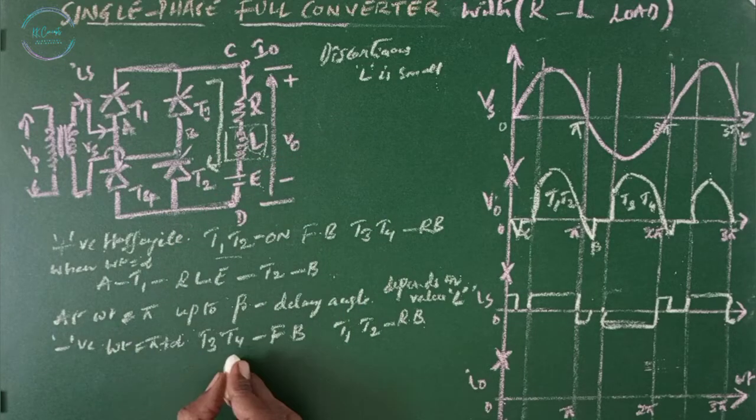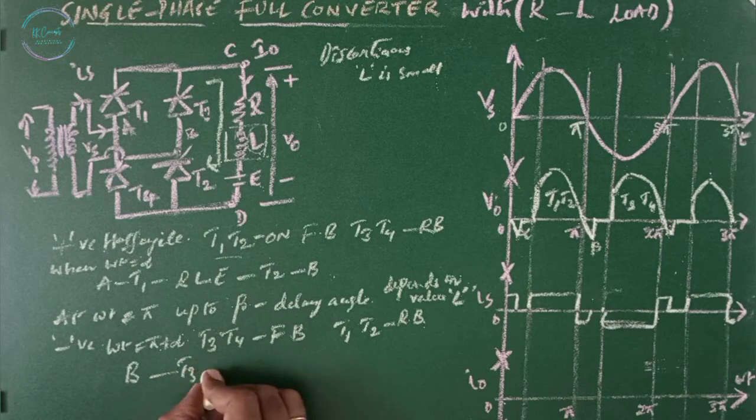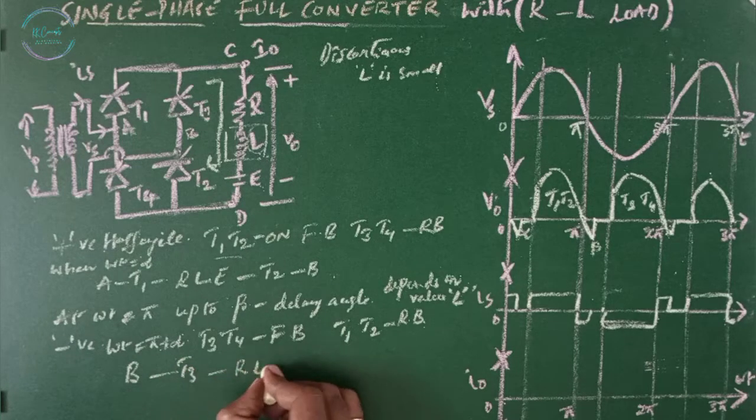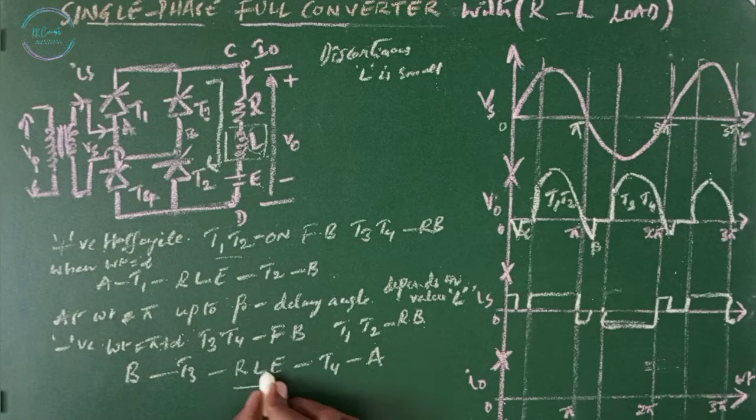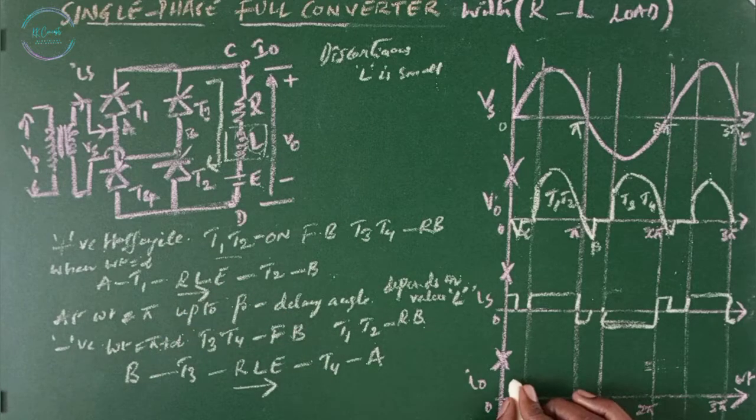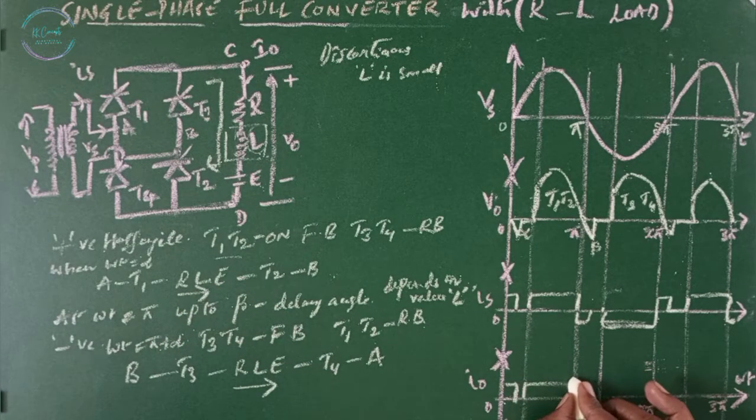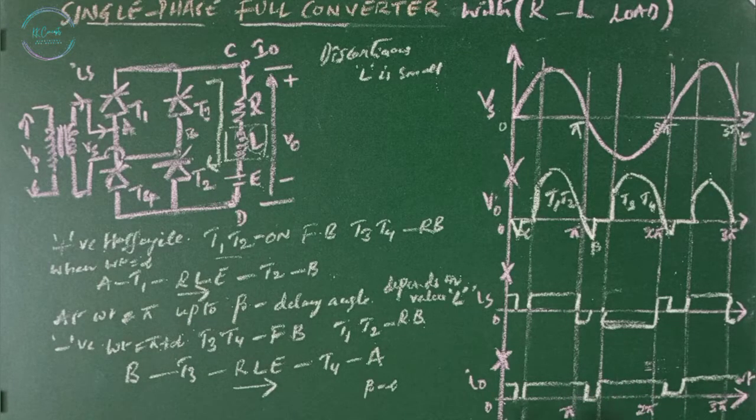In the negative half cycle, T3 and T4 are turned on. The current flow direction is B to T3, T3 to RLE, then T4 back to the source A. Current here is from R to E, here also R to E. So the output current will be present in the positive direction only. You can see from the output waveform that the output current is discontinuous.